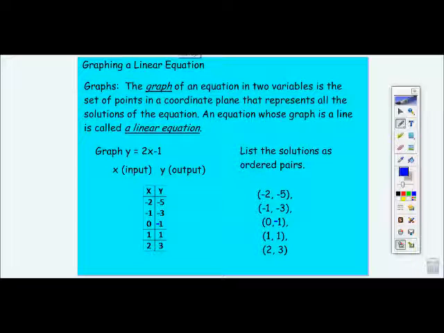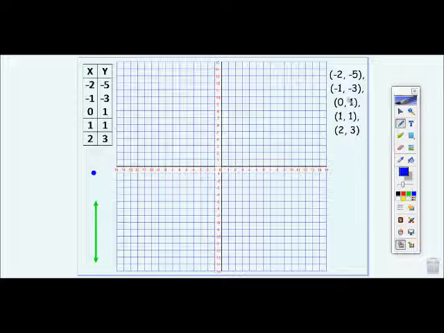Now after we have done our input-output, and we've changed them into ordered pairs, we can go ahead and graph this. Now I'm going to change that one correction that I missed there. That's going to be a negative 1. So just a review on our graphing. My first point is negative 2, negative 5, or you can see it on the input-output chart. 0, 0 is the center of my coordinate grid, so I'm going to start at 0, 0.